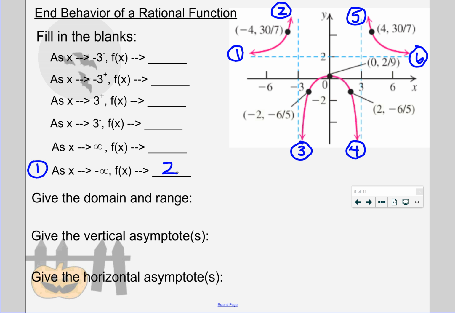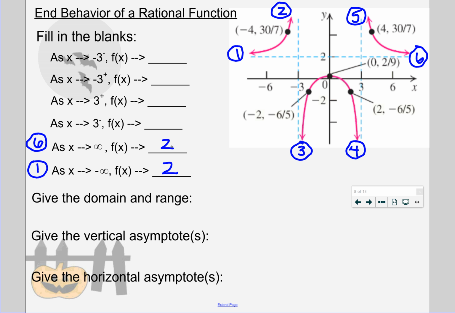Okay, and while we're at it, let's do the one on the far right, number 6. For that one, my x is approaching positive infinity. It's going forever to the right. And as we go further to the right, what is my y approaching? Also the horizontal asymptote, 2.